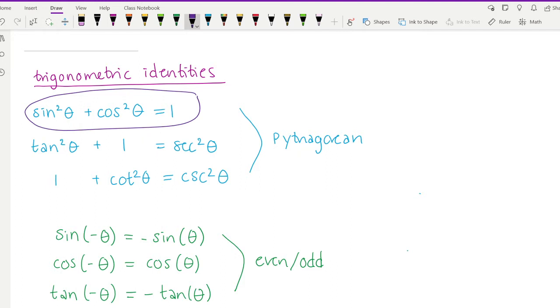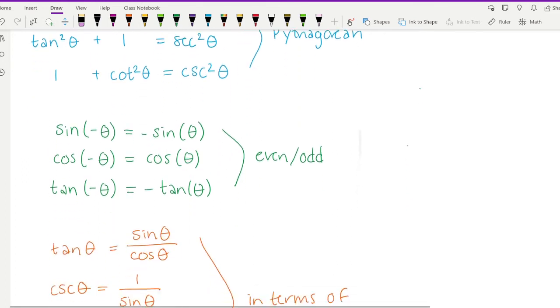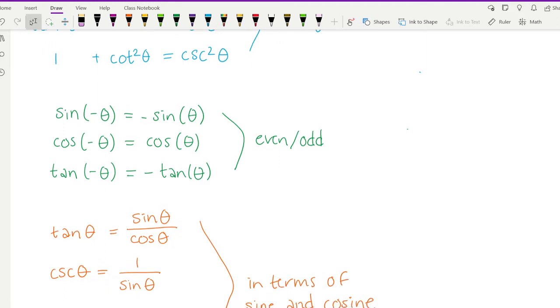I think of all of the different trig identities, that's probably the most important one to know. And I'll come back to these next two in a second, but these even odd identities, those are also ones that we already learned earlier in the quarter. So hopefully you have some familiarity with those.